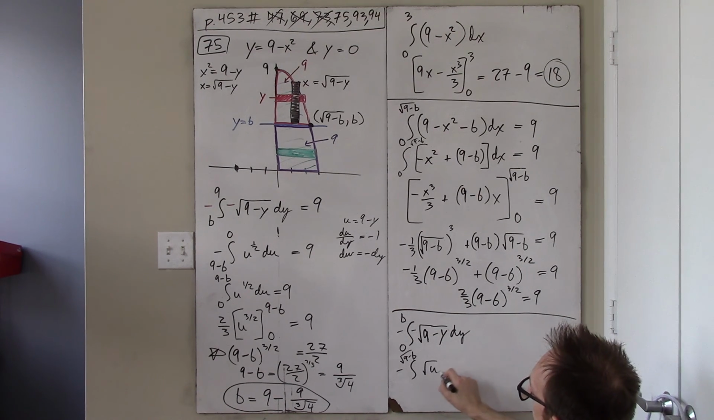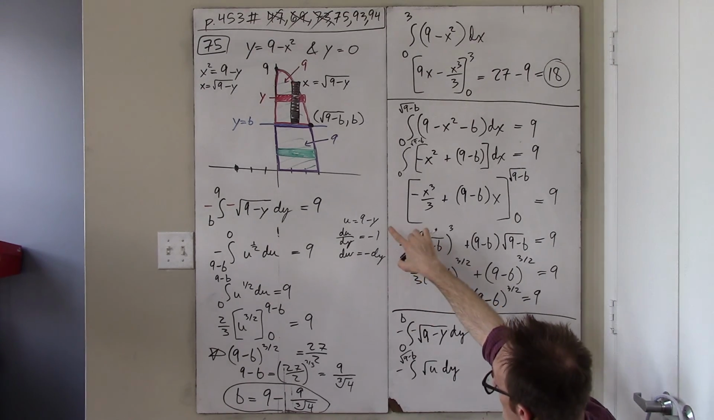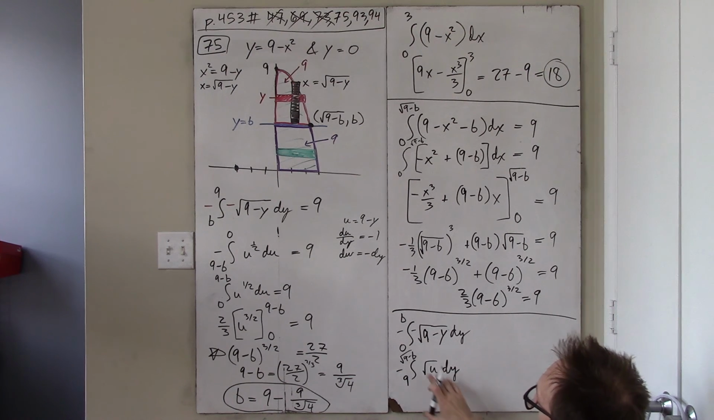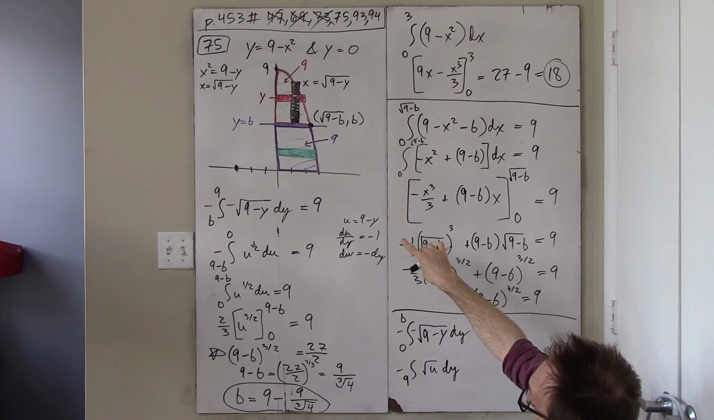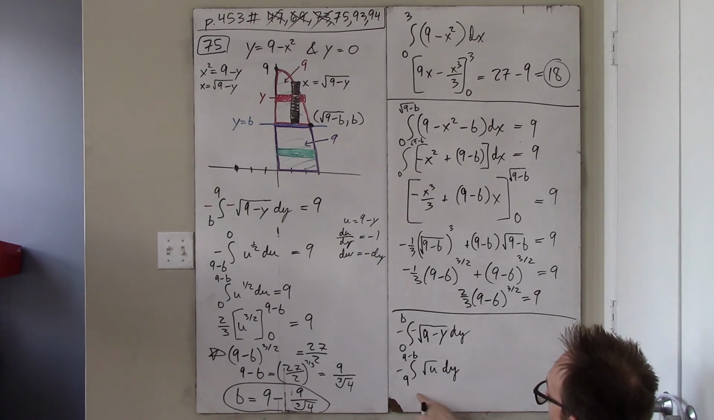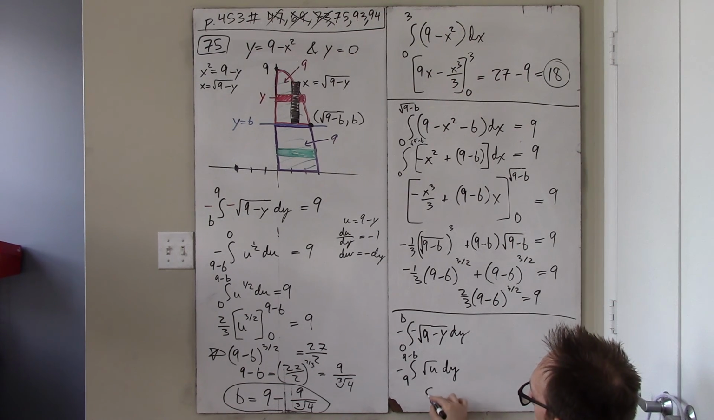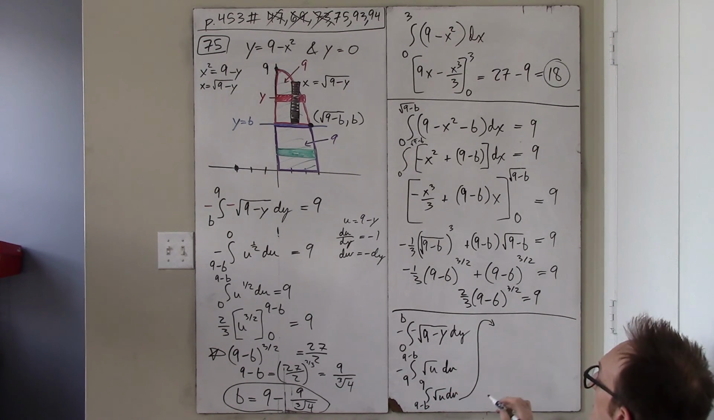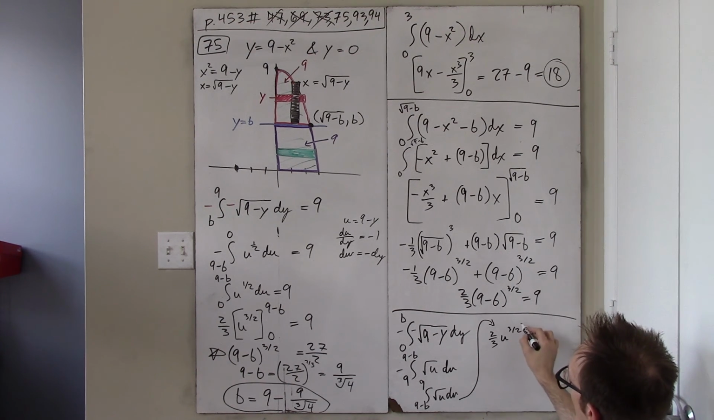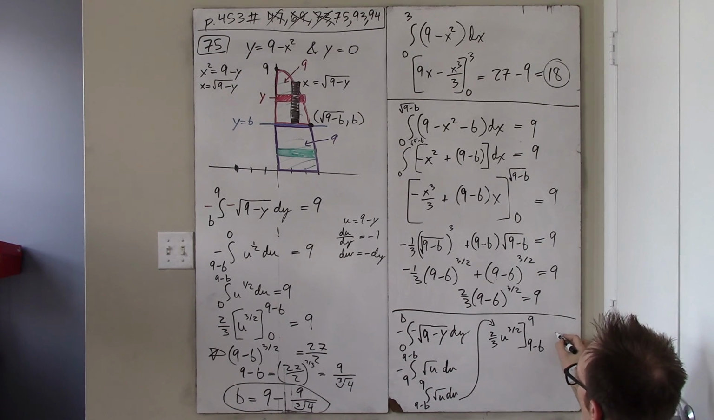But when I change my limits of integration on the very next step, when y is 0, u is 9, and when y is b, u is 9 minus b. So it's actually not the exact same thing. What I get is the integral from 9 minus b to 9 of root u du. And just finishing this off in this tiny space that remains, that gives me 2/3 u to the 3/2, evaluated at 9 and 9 minus b. And that's what I want to be 9.